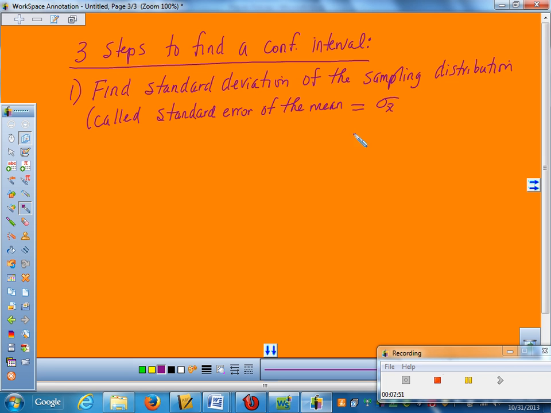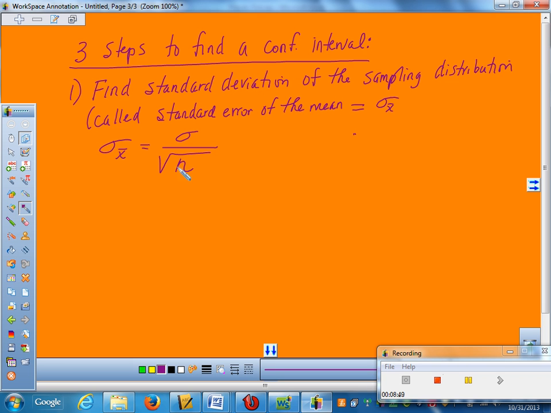So this is step 1. This is how to find standard error. Then there's a formula. To calculate standard error, you take the standard deviation and you divide by the square root of how many items you sampled. N is how many you sampled. So you take the standard deviation divided by the square root of how many you sampled.